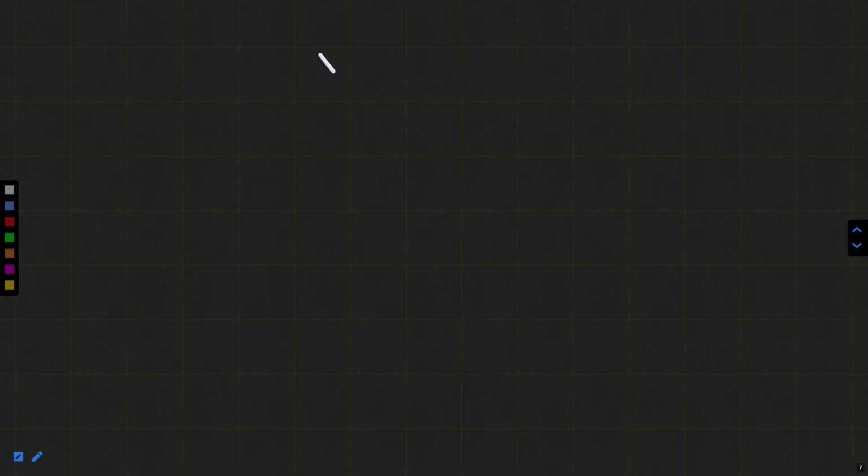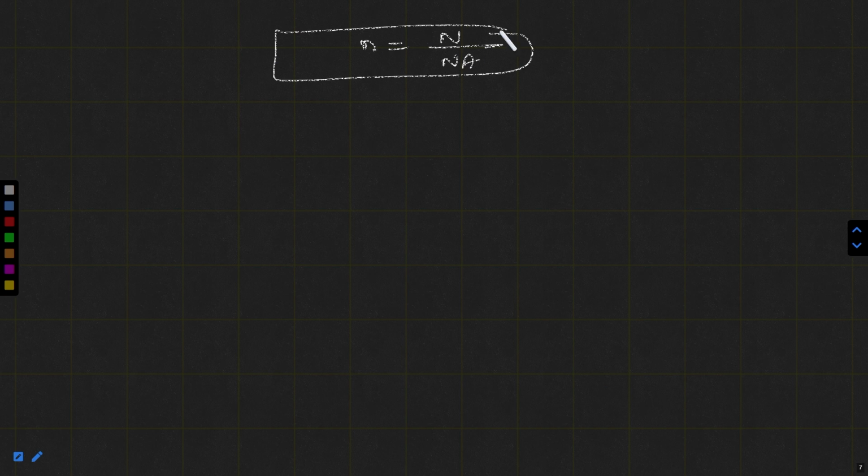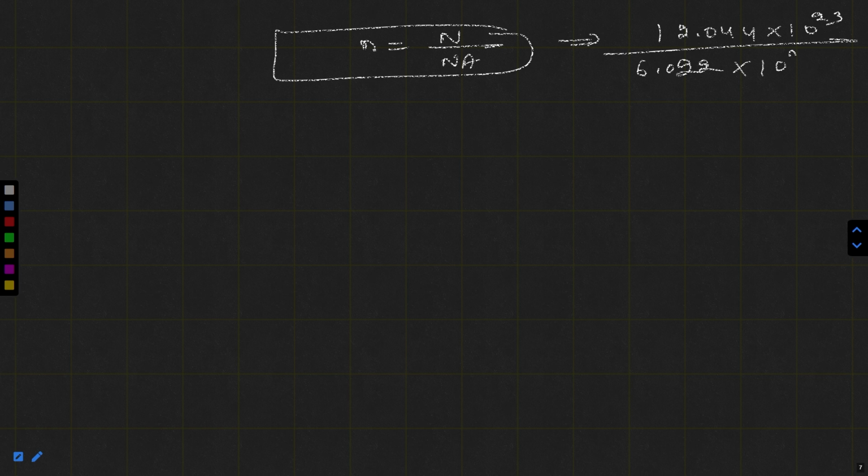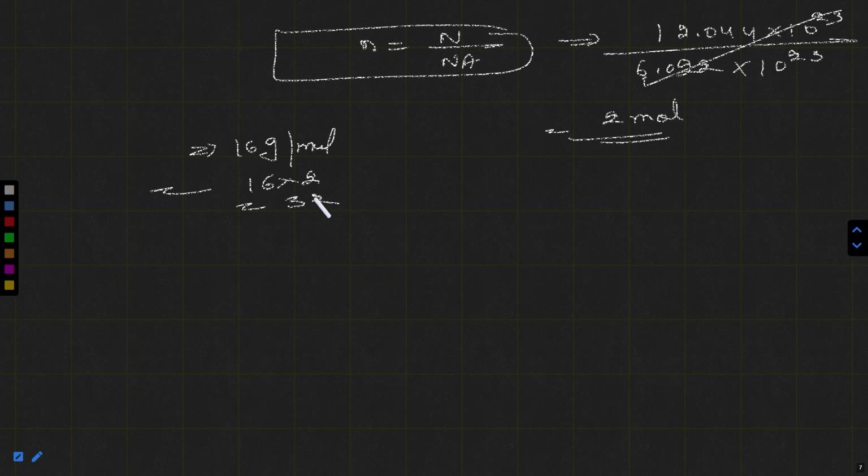You know very well, there is a formula and a relationship between number of moles, number of particles, and Avogadro number: n is equal to N by Na. So N is given to you, that is 12.044 into 10 raised to the power 23 atoms. Na, you know very well, is 6.022 into 10 raised to the power 23. If you calculate this, you will get 2 moles. The mass of 1 mole of oxygen atoms is 16 gram per mole, so the mass of 2 moles of oxygen atoms will be 16 into 2, that is 32 gram.